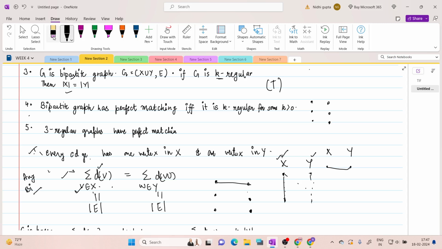We are talking about three regular graphs. No, no. We are talking about question 4 right now.